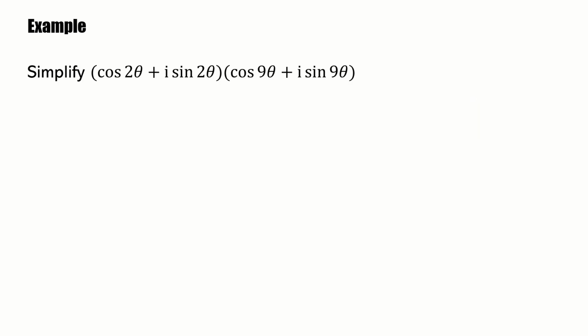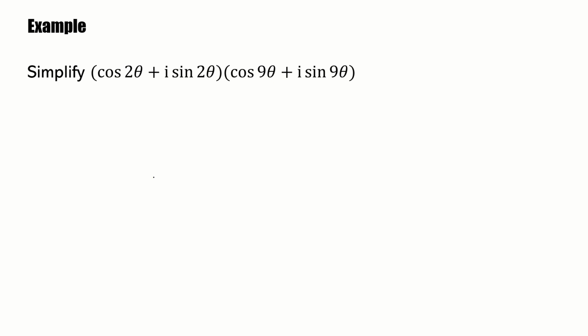Nice, let's look at an example. We have to simplify cos 2 theta plus i sine 2 theta, times cos of 9 theta plus i sine of 9 theta. Straight away, for some of you, the temptation will be to just multiply out the brackets, but you don't really want to do that. You would end up with cosines times cosines, sines times sines, and cosines times sines. That's all going to be a bit of a mess, and although we can use trig identities to tidy that up, that's a bit of effort. Luckily de Moivre's theorem will help us tidy this up more neatly.